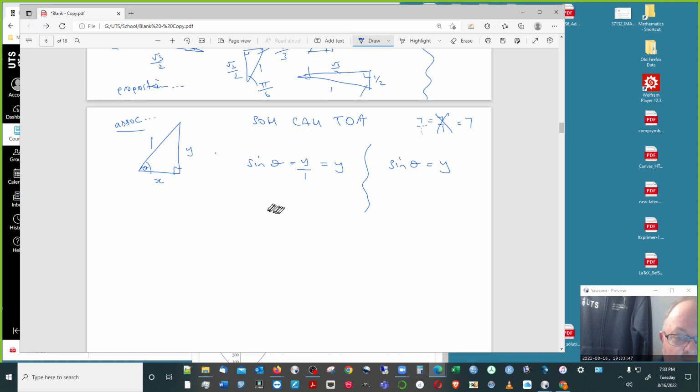Let's do cos. Cos theta is adjacent over hypotenuse. Again, do we normally write that? No. What I'm teaching you is an association. What's another name for cos?